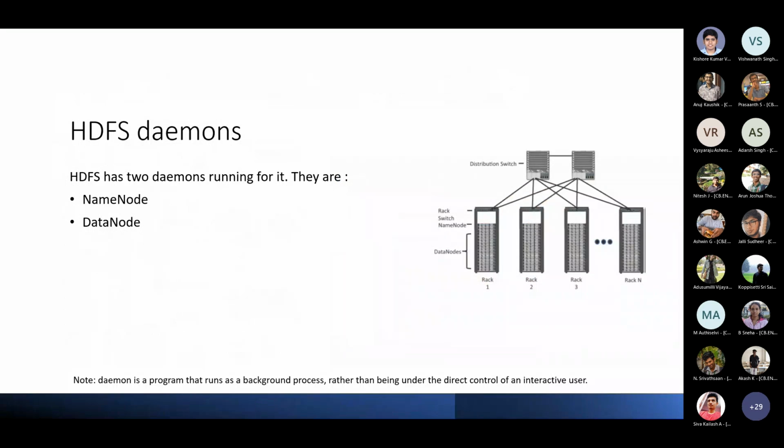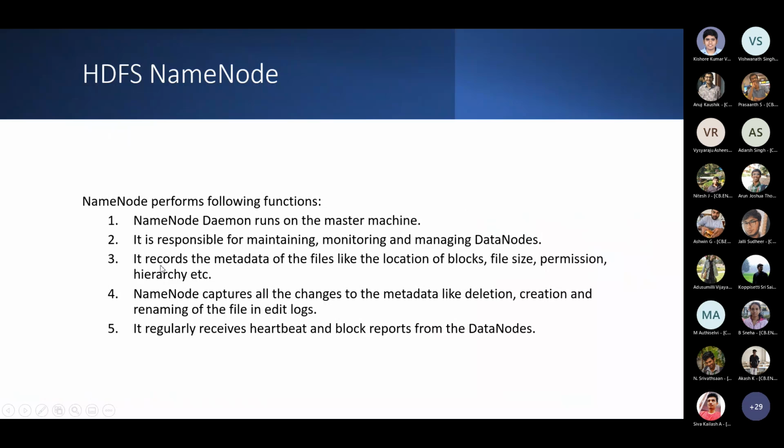So now we talk about something called the HDFS daemons. It's called daemons, not demons, daemons. A daemon is typically a program that runs as a background process, not something that you directly control yourself. So you have two daemons which HDFS executes in the backend: the name node and the data node. The name node runs on the master machine, the front end machine, and it does all the work of monitoring, managing and load balancing. All those things for the data nodes are controlled by it.